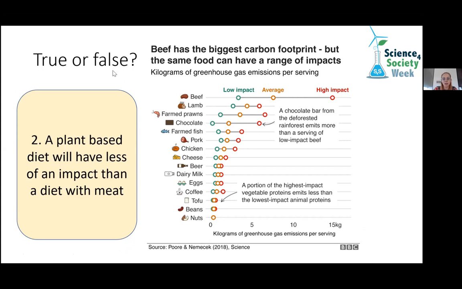Number two, a plant-based diet will have less of an impact than a diet with meat. True or false? Getting some answers through again. And this one, a plant-based diet will have less of an impact than a diet with meat, is true.